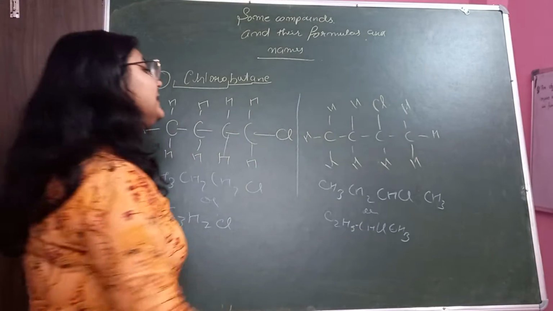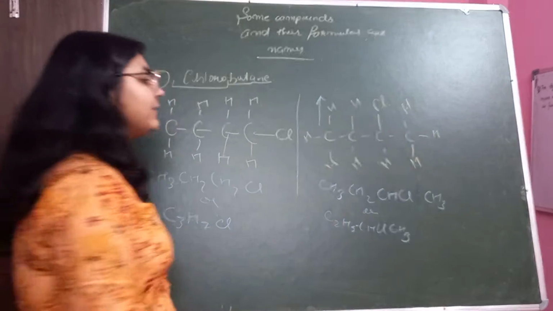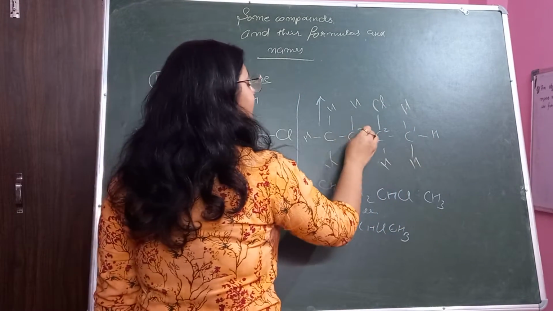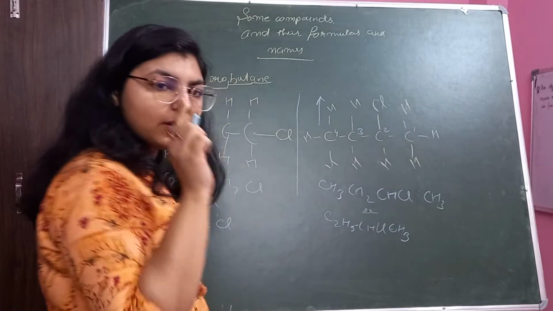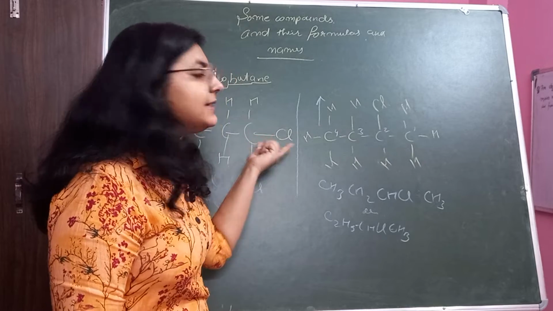Now we come to its name, but you cannot write chlorobutane. Why? Why you can't write it as chlorobutane? You have chlorine, you have butane, but you cannot write it as chlorobutane. Why? Because chlorine is not present at one place.